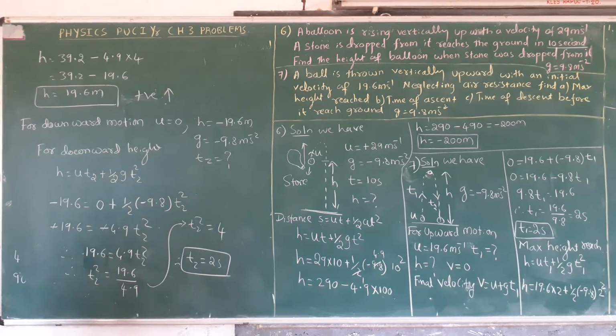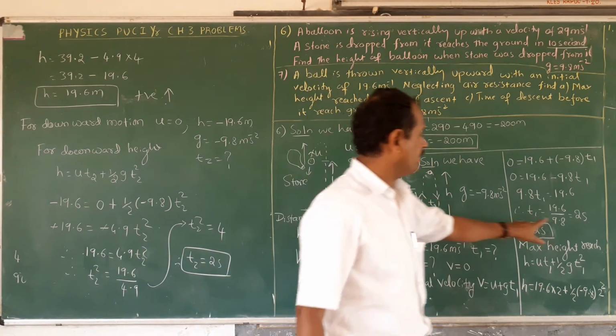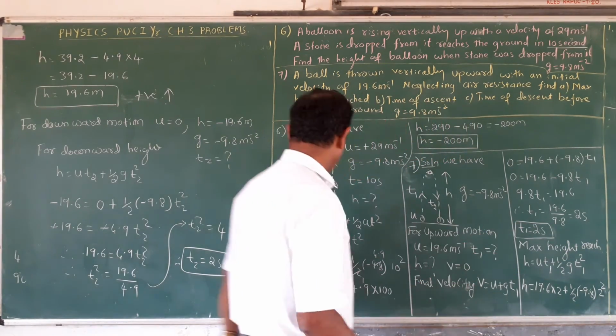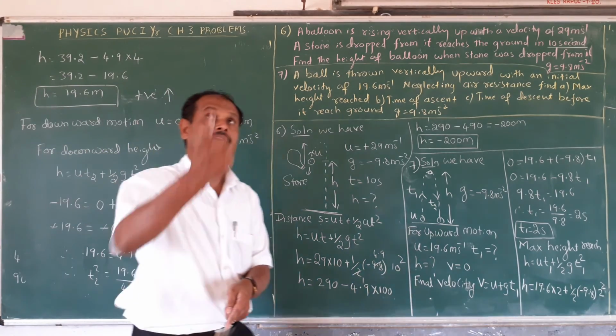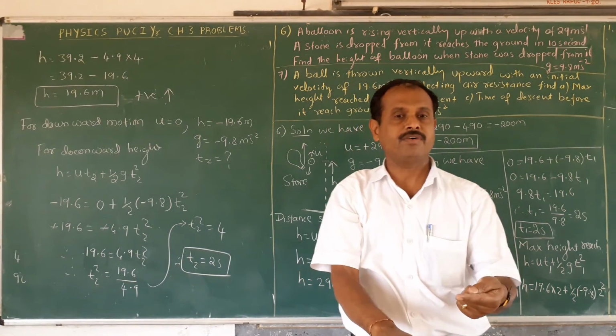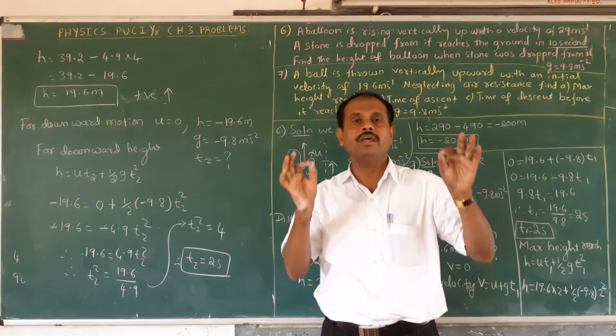You observe these answers. Time taken for ascent is T1. T1 you got 2 seconds. And time taken for descent, T2 you got 2 seconds. Whatever the time taken for ascent is equal to time taken for descent when neglecting the air resistance.